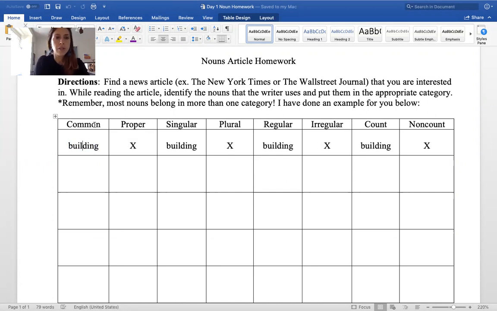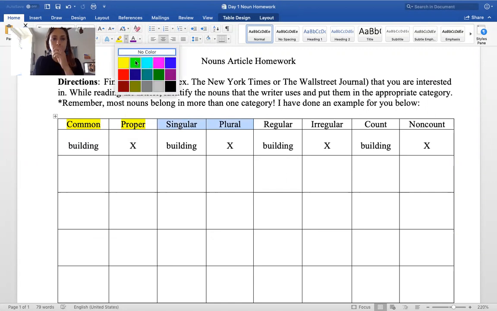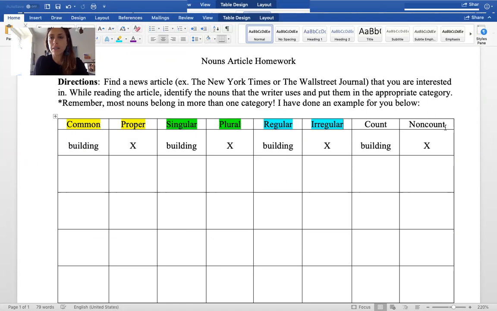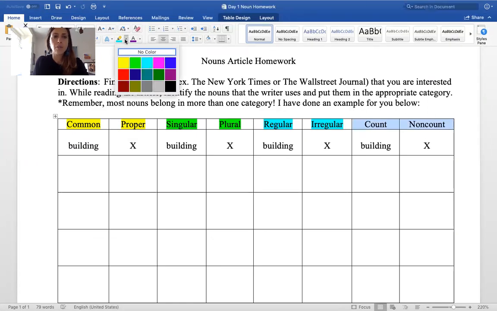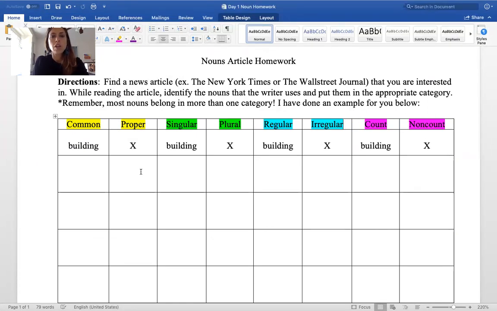So it's basically you're deciding between these 4 categories. Let's just make it easy like this. It's either or. So is building common or proper? Do we capitalize it or no? We don't capitalize it unless it's a specific building like the Empire State Building. So I would put it under common because that's what the author wrote it as.